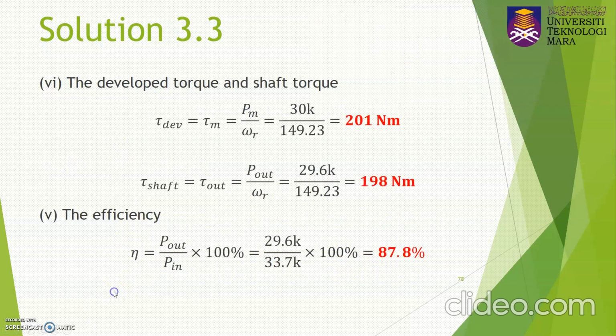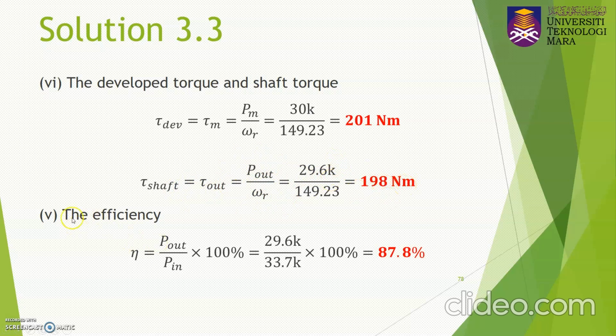Alright, next we are going to calculate the developed torque and also the shaft torque. For the torque, the general equation is given by power divided by omega. In this case, because the developed torque and also the shaft torque happen at the rotor part, that's why we are going to use the omega R. So torque developed, equal to the mechanical torque, is equal to mechanical power divided by omega R. You just substitute all the values accordingly. You get 201 Newton meter. And then the shaft torque is based on the P out divided by omega R. So just substitute the value. You get 198 Newton meter.